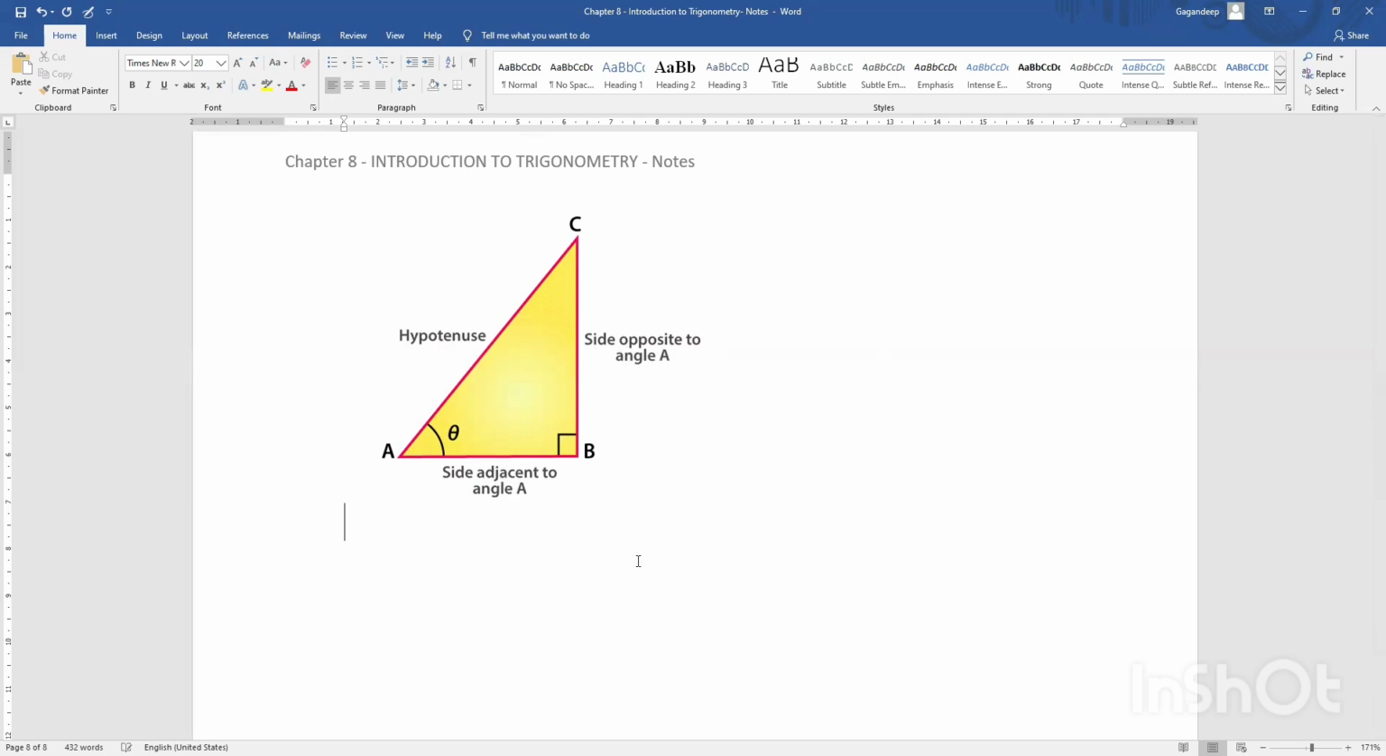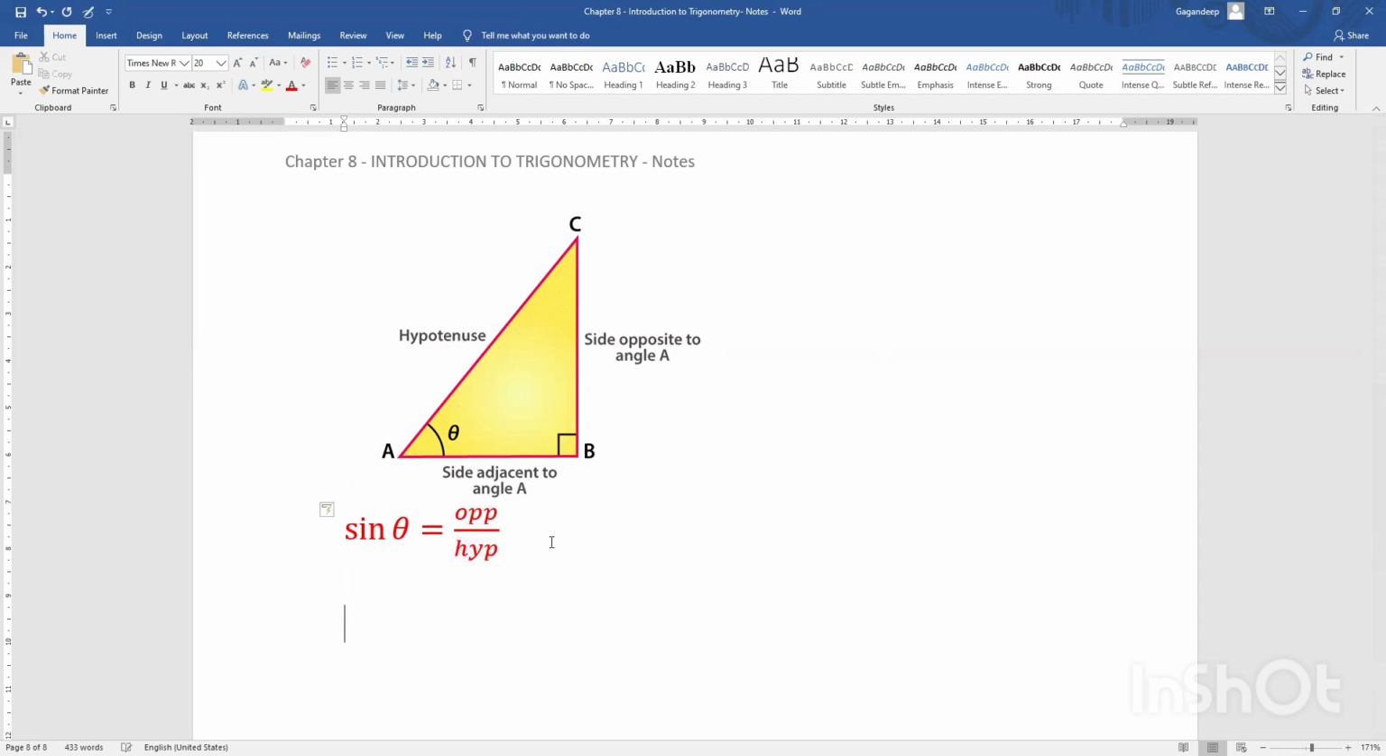Now, the first ratio that we define in trigonometry is sine theta. So what is sine theta? Sine theta is nothing but opposite by hypotenuse. That is the first ratio: opposite by the hypotenuse.